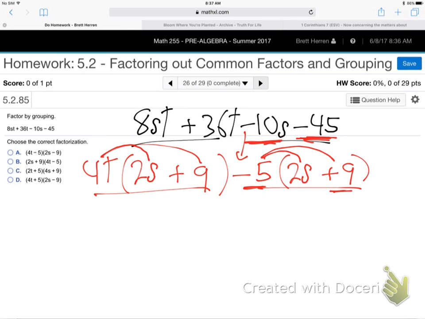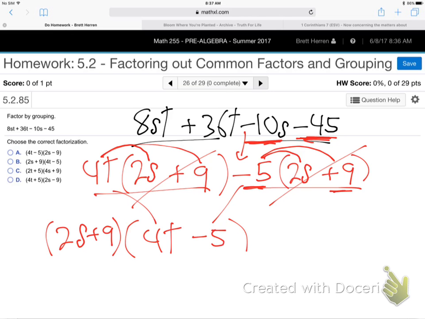Good. Can't stop here. Got a loose horse. One more step. What do they both have? 2S plus 9 in parentheses. Put it in the front. Start a new set of parentheses. Bring down the leftovers. 4T minus 5. Done right there. Is that good? Questions on that one?